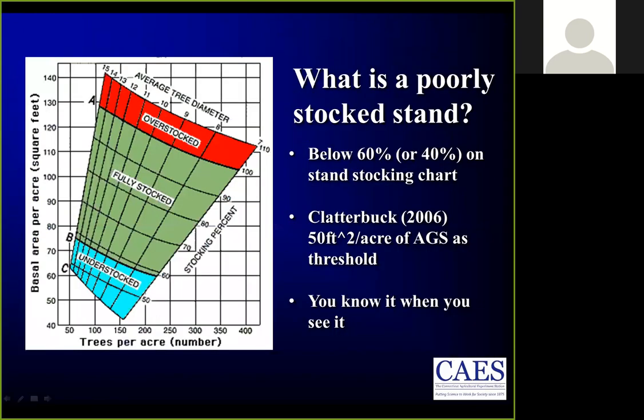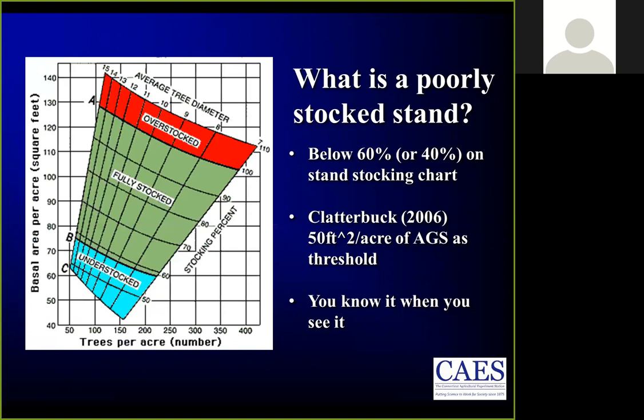And for the foresters out there, with a degraded stand, we tend to think of it more as, what's a poorly stocked stand? So if you look at a stocking chart, you could consider it under 60%. For those who aren't foresters, I'll talk a little bit more later about what stocking is. But for foresters, if you're under 60% stocking, it's considered understocked. If you're under 40%, that's considered non-stocked.